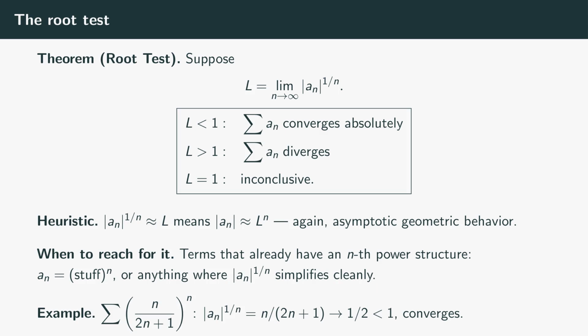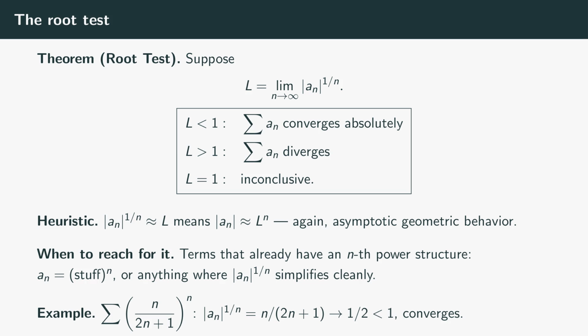Fifth test. The root test. Cauchy's test. Statement. Compute L, the limit of the nth root of the absolute value of a_n. If L is less than 1, converges absolutely. If L is greater than 1, diverges. If L equals 1, inconclusive. Same verdicts as the ratio test.